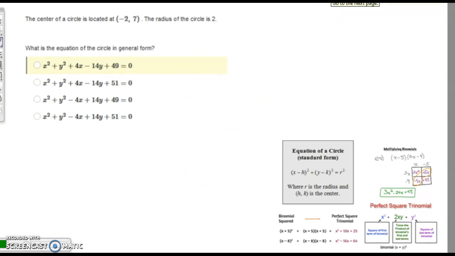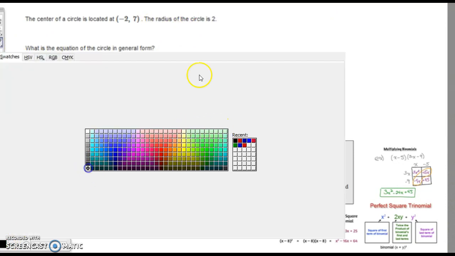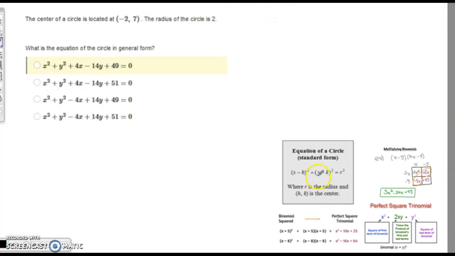The center of the circle is located at -2, 7, and the radius is 2. So we're going to start off just by writing an equation of a circle, right? If we're given the center and the radius, we have to put it in standard form. So remember, when you plug it into standard form, you change the sign of your x, and you change the sign of your y, and then it's going to equal the radius squared, and 2 squared would be 4. So that's the correct equation of the circle.